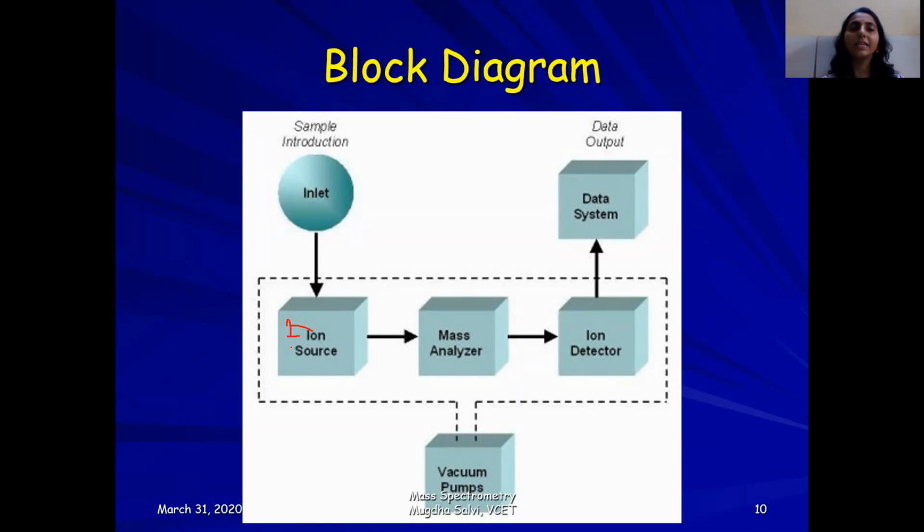So the first thing is the ion source. Second is the mass analyzer. Third is the ion detector. Fourth is your data system.